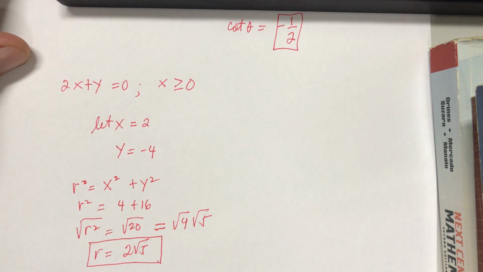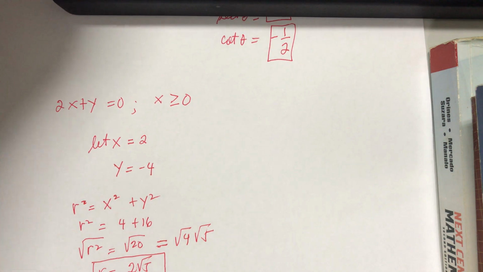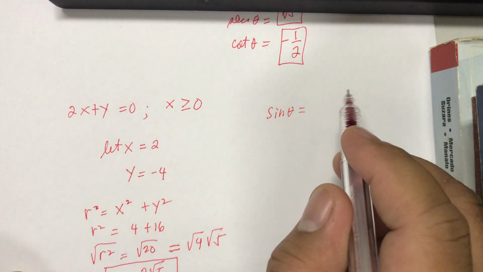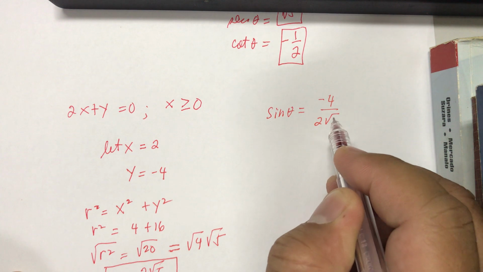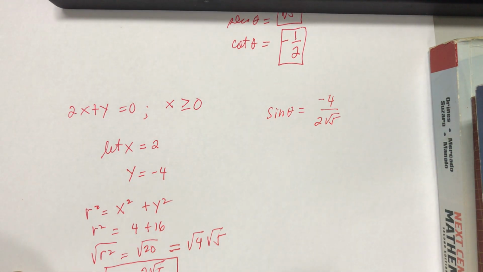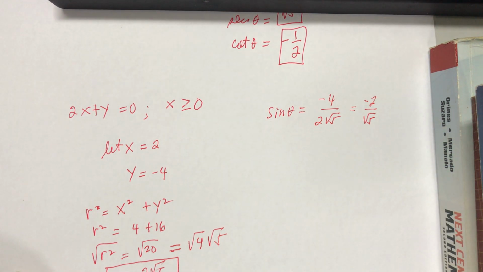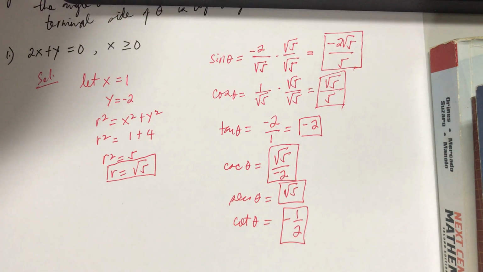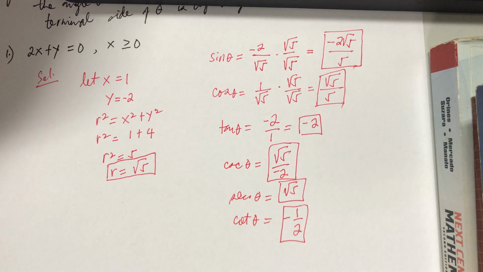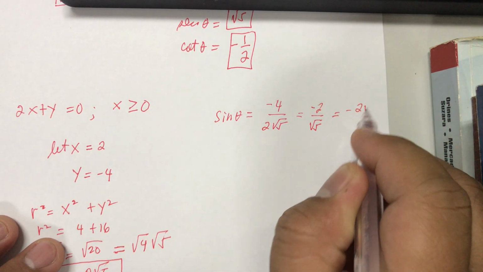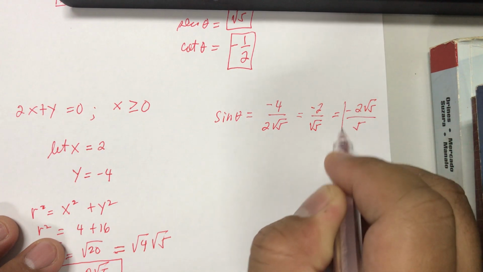After that, we will have to find the 6 trigonometric function values. So sine theta, which is y over r, would be negative 4 over 2 square root of 5. Divide 4 by 2, you have negative 2 over square root of 5. And when you rationalize negative 2 over square root of 5, you multiply the numerator and the denominator by square root of 5, you get negative 2 square root of 5 over 5. Which is actually the same value of sine theta that we obtained a while ago.